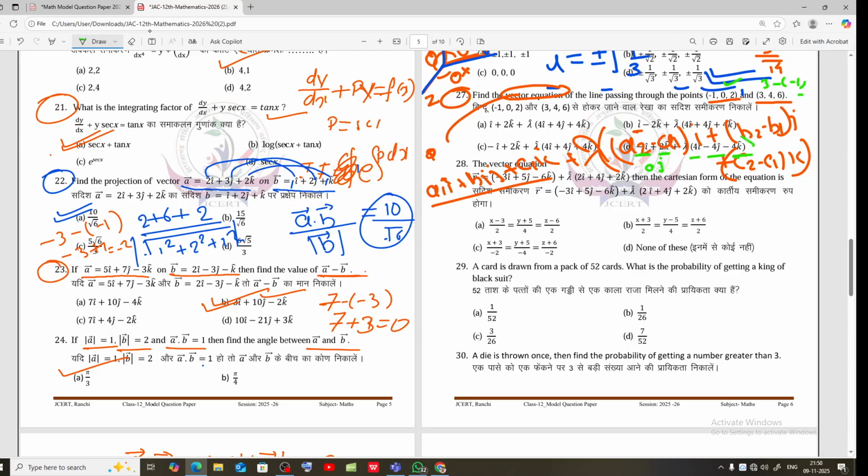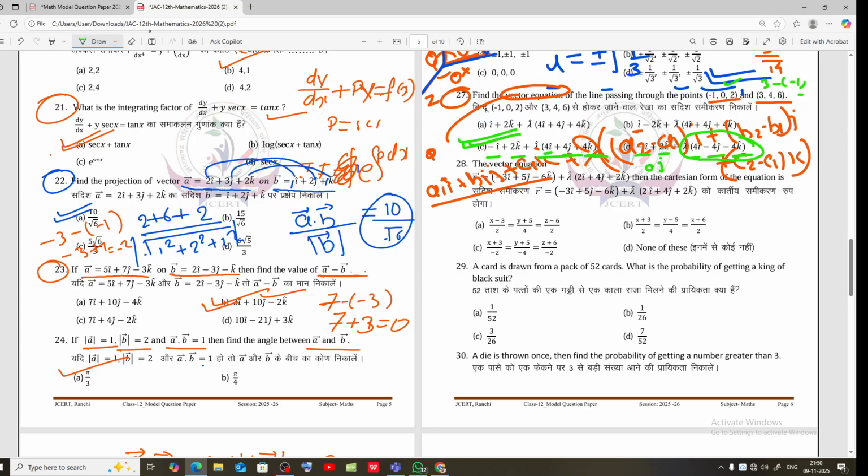This option is also wrong because this vector position is wrong. 4 minus 0 is plus 4. So we have plus 4: 4i, 4j, 4k. Option C is correct: minus i plus 2k plus lambda times (4i plus 4j plus 4k).